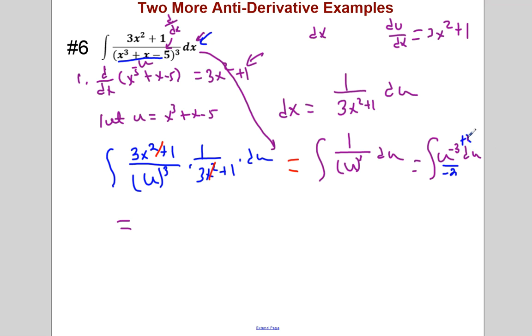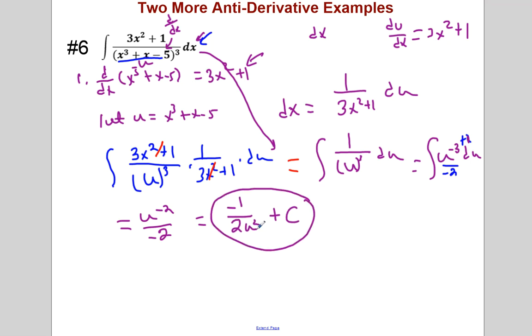That's plus 1 right there. So that's going to be u to the -2 over -2. We don't like our answers with negative exponents, so we're going to have this as -1 over 2u squared, plus my constant of integration. This is my answer in terms of u.